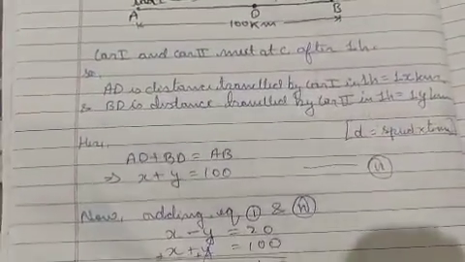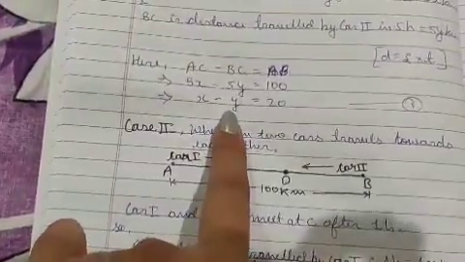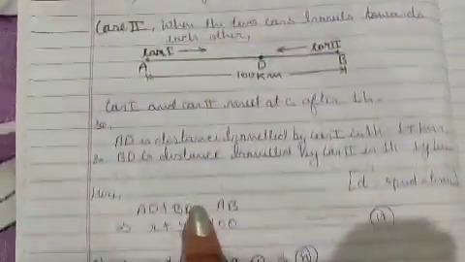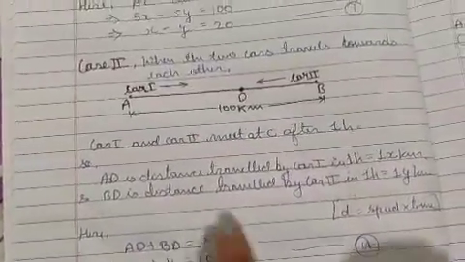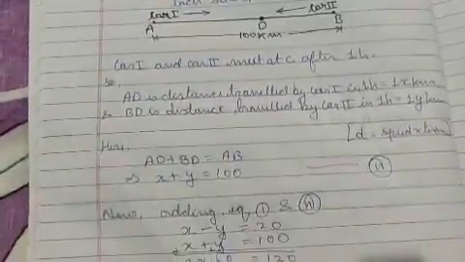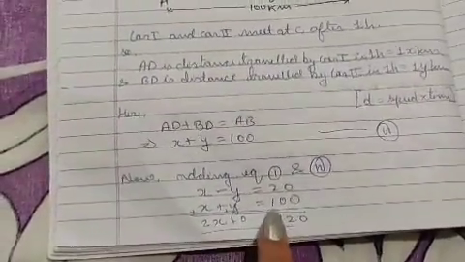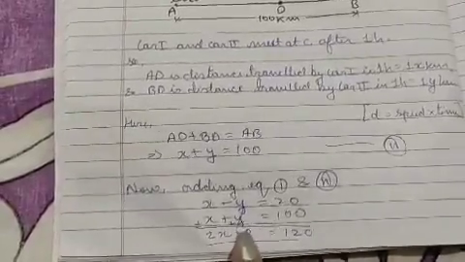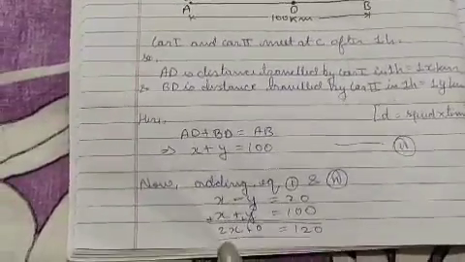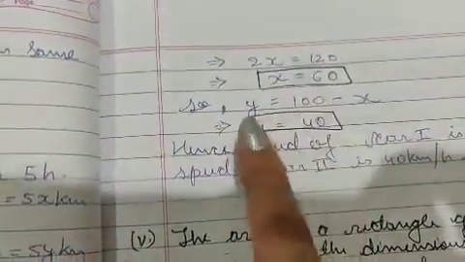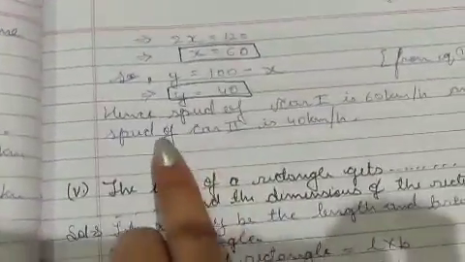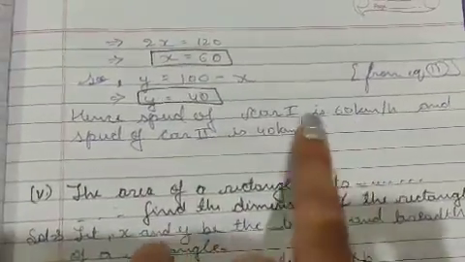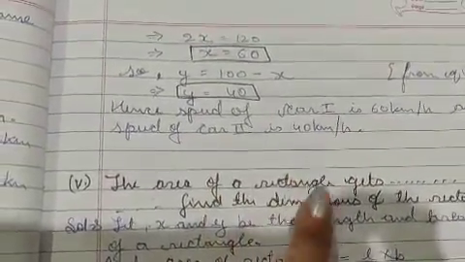You can directly add or subtract the first and second equations, because in the first equation the coefficient of y is minus 1 and in the second equation the coefficient of y is plus 1. So you can eliminate y very easily by adding the two equations. x minus y equals 20 and x plus y equals 100. You add them and you get 2x equals 120, and after this you get the value of x. After getting the value of x, put it in any one of the equations and you get the value of y. Hence the speed of car 1 is 60 kilometers per hour and the speed of car 2 is 40 kilometers per hour.